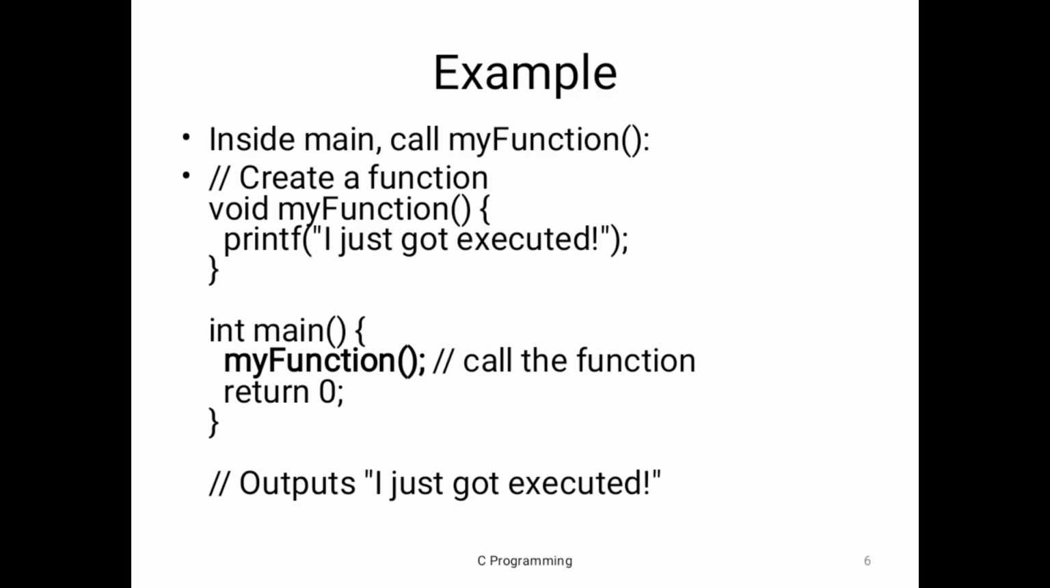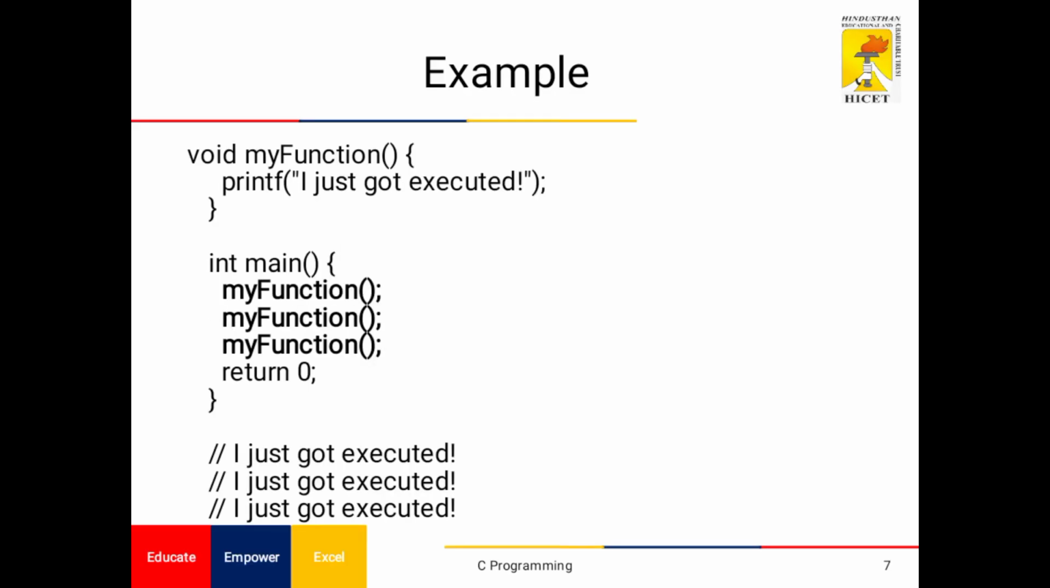So inside the main function, we have to give the code what we are going to execute. Then we have to call the function name my function from the main function. This is another example. So here the same function name we can call more than one time.